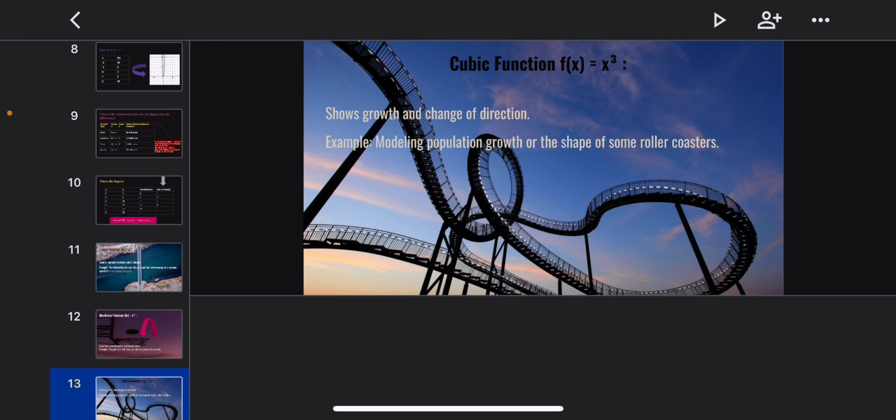Cubic function shows growth and change of direction. Example, modeling population growth or the shape of some roller coasters. This is a roller coaster. It has many S-shapes.